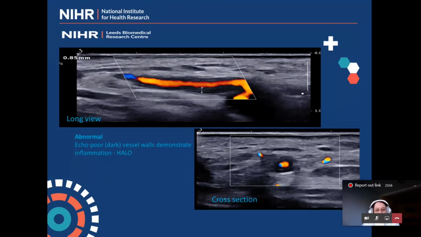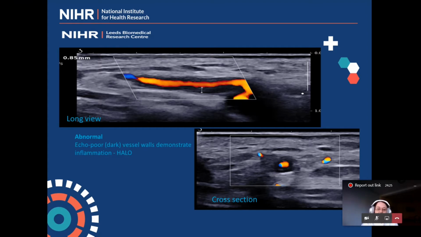But in an abnormal ultrasound, so one that has giant cell arteritis, we can see on the top image here that we've got the red blood flow still, but there's a very dark area surrounding that blood. This is the inflammation of the vessel walls, and this is what we call a halo. We can see that demonstrated again on the cross-section view on the bottom image, where we get the donut appearance with the blood flow in the middle.